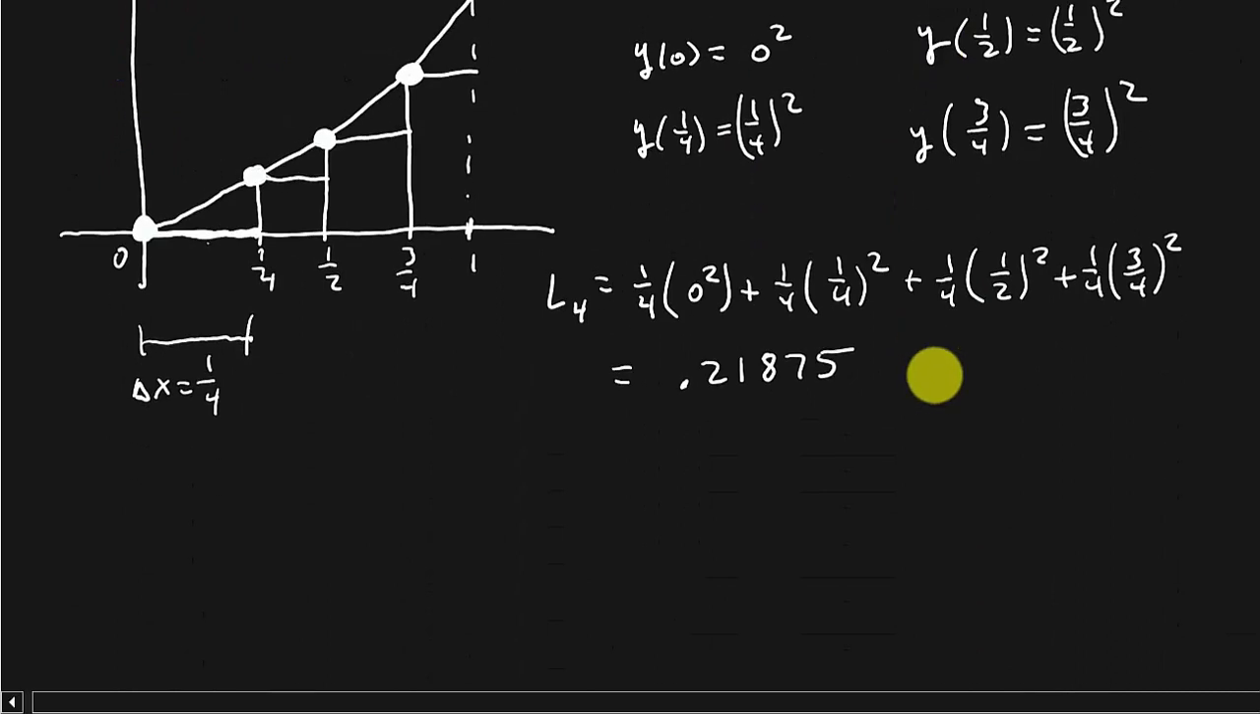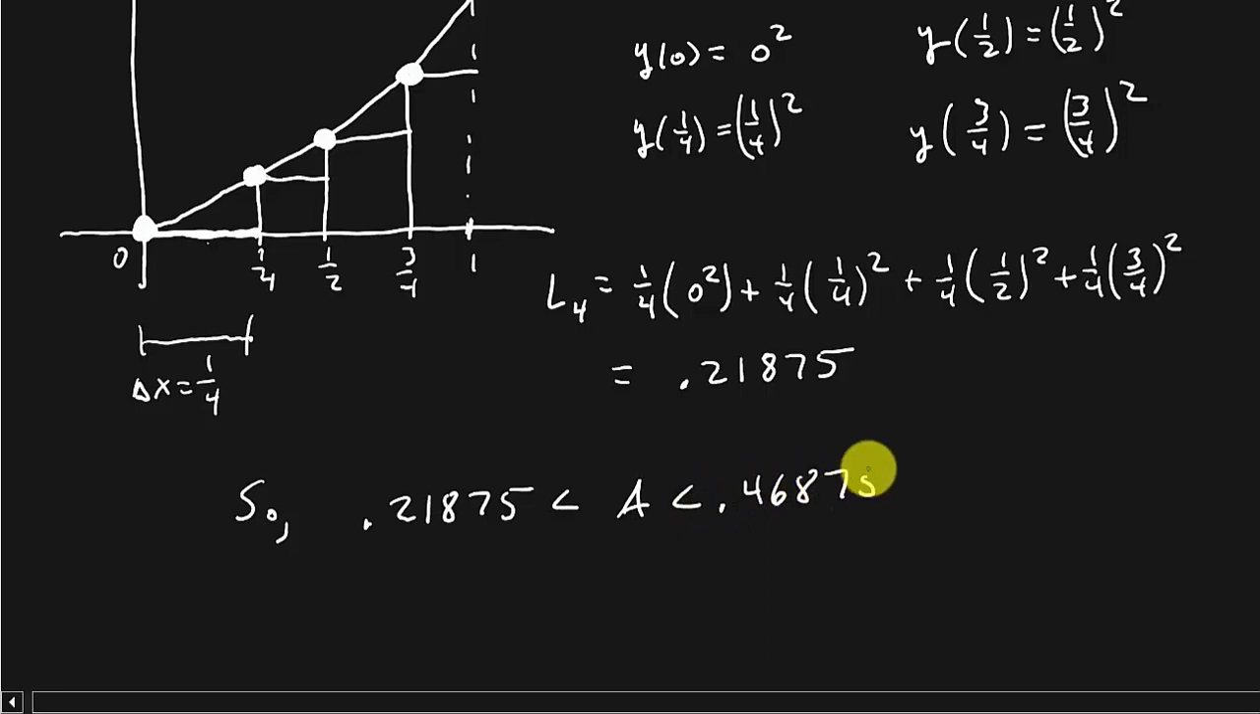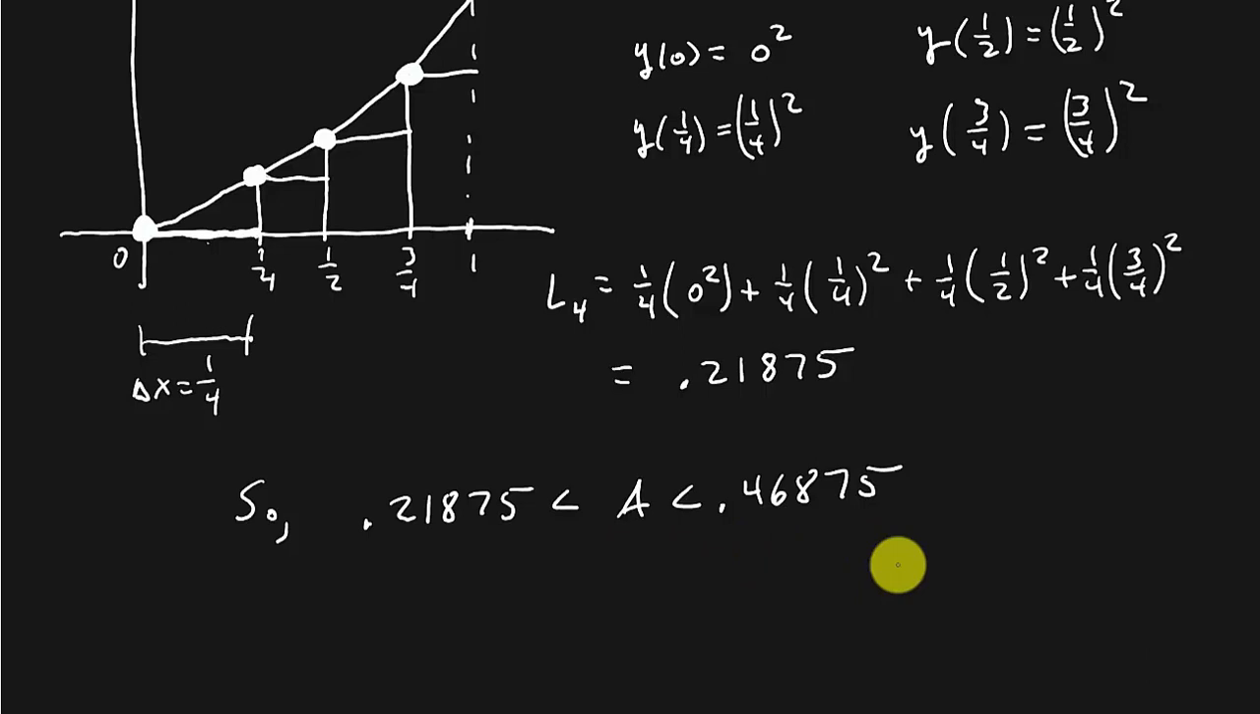So what we can conclude from this is that the area is between 0.21875 and 0.46875, these two values. What's the actual area between those 2 points? Well, we don't know how to find that yet. We don't know how to find it yet.